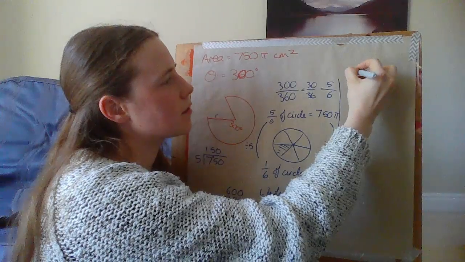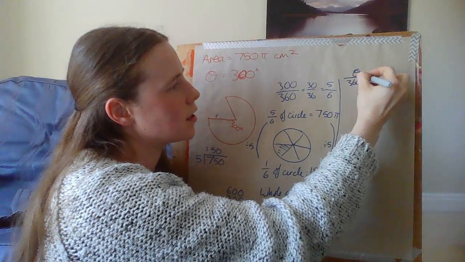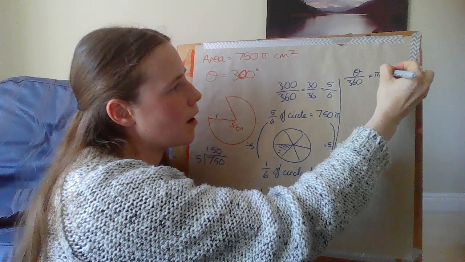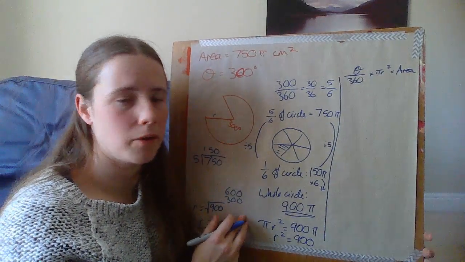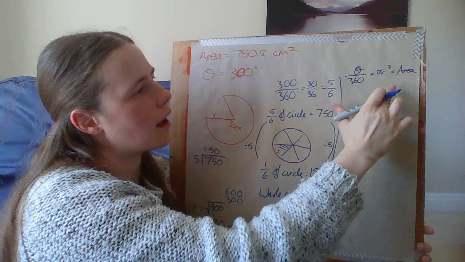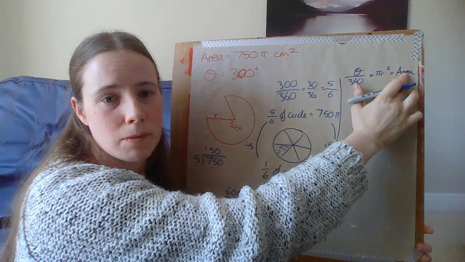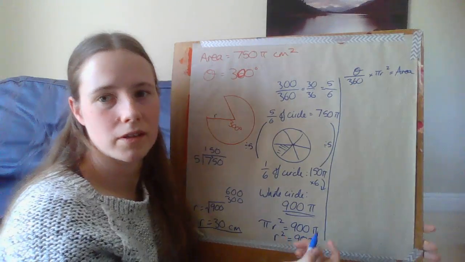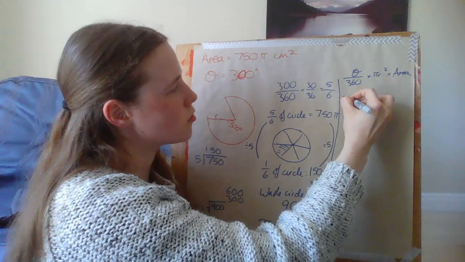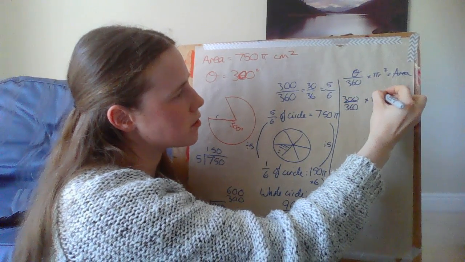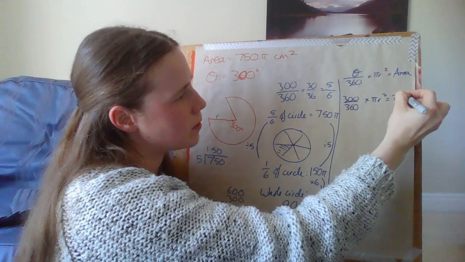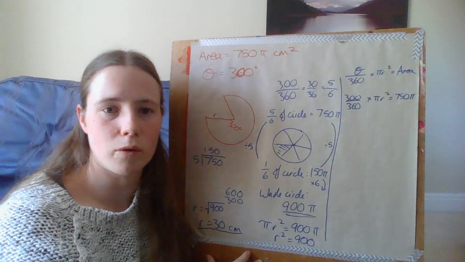So I can say theta over 360 times pi r squared is the area. And I can then put in the facts that I know. So I know that I've got 300 there. I know I've got 750 pi there. I don't know what r is. So I can say 300 over 360 times pi r squared is 750 pi. And I can then start solving it.